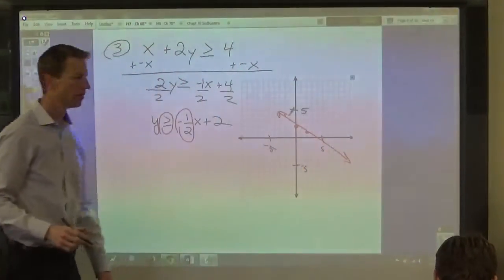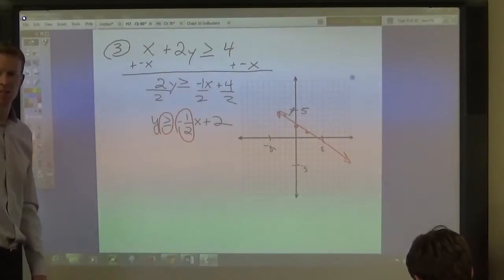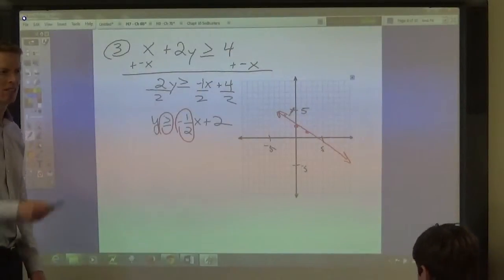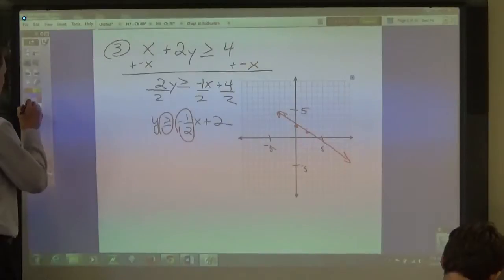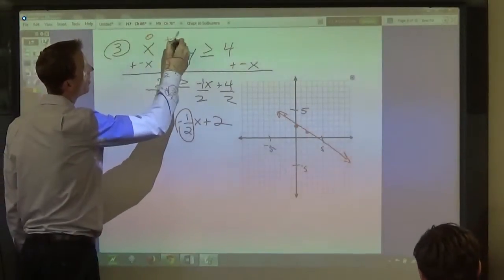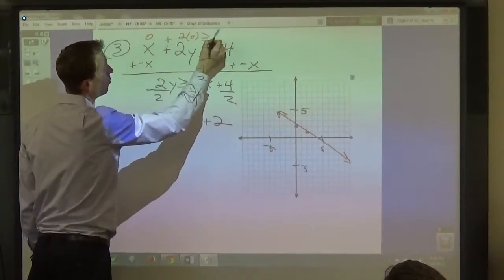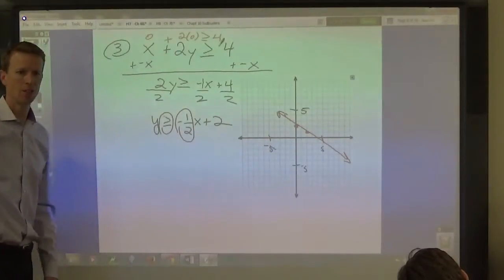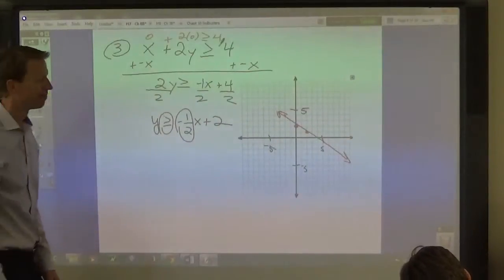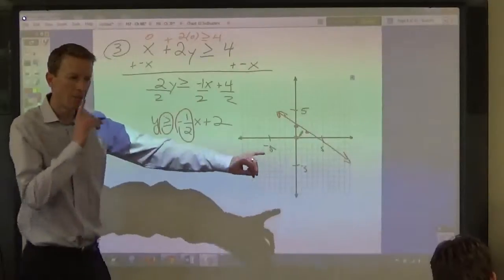Now, put a point in. (0, 0). We can use (0, 0) again. 0 plus 2 times 0 is greater than or equal to 4. Is that true? No. This is false.